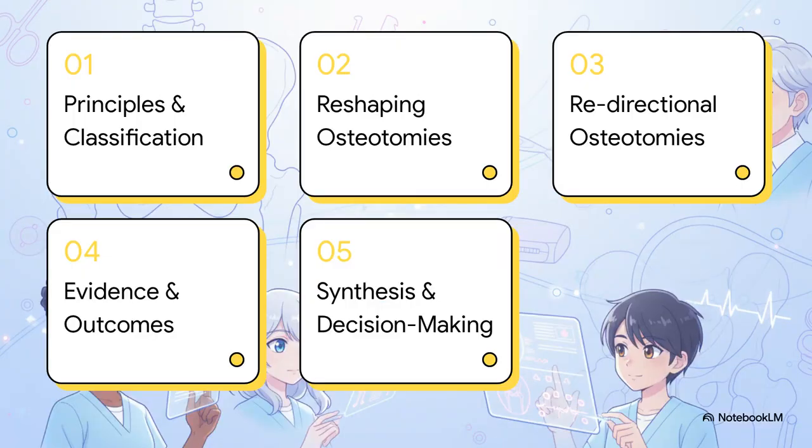So, here's how we're going to tackle this. First, we'll cover the basic principles and, importantly, the classification. Then, we'll dive deep into the two main types, the reshaping and the redirectional osteotomies. After that, we'll look at the evidence. What does the literature say? And finally, we'll pull it all together into a solid decision-making framework for you.